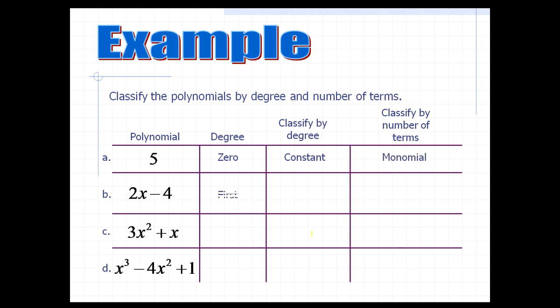Second, this has degree 1 because the highest power of the variable is 1 and it's named a linear polynomial. And on the basis of the number of terms, it's a binomial. Third, it has degree 2 and on the basis of that, its name is a quadratic polynomial. On the basis of number of terms, it's a binomial. The last one, the degree is 3 and its name is a cubic polynomial. On the basis of the number of terms, it is a trinomial because it has 3 terms.